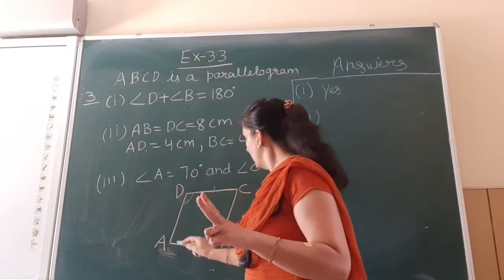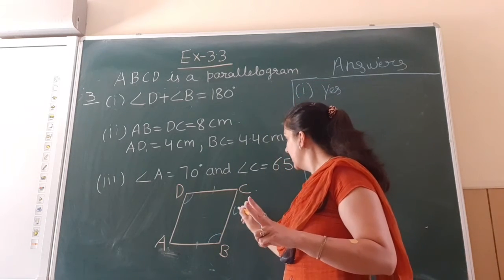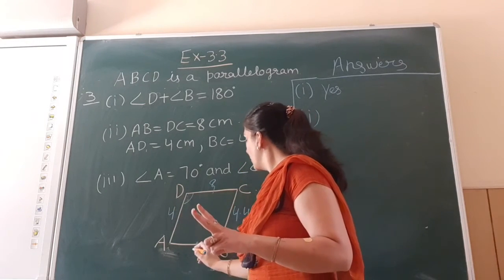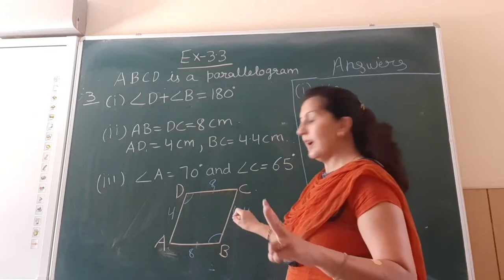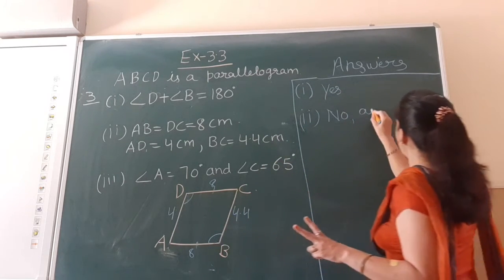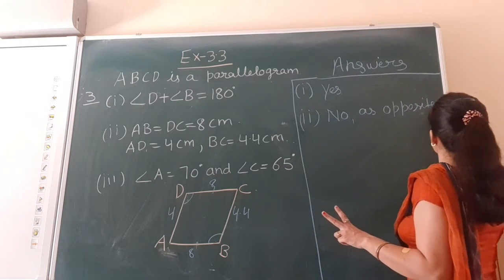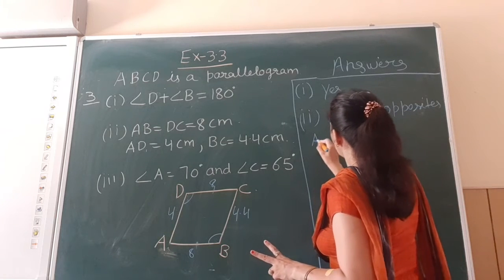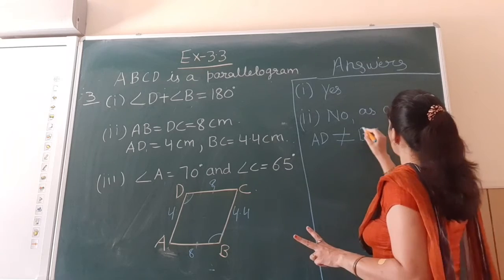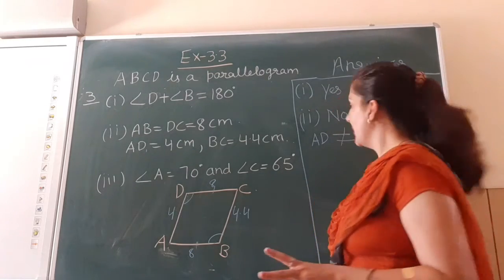Now AD is 4 cm and BC is 4.4 cm. They say this is 4 cm and this is 4.4. These are equal, but these are not equal. So the answer will be no, as opposite sides AD not equal to BC. Opposite sides are not equal, so it will not be a parallelogram.